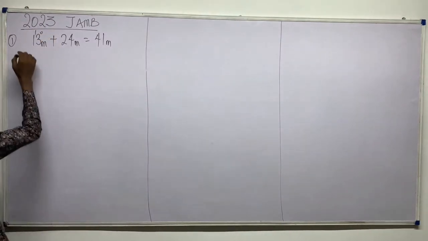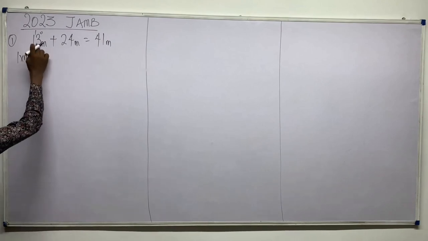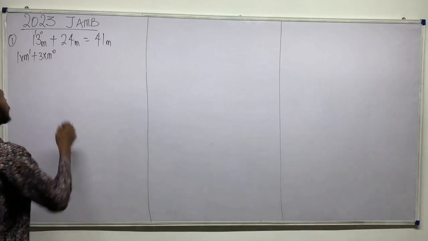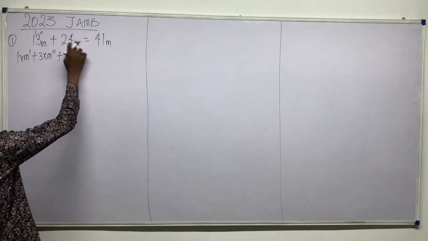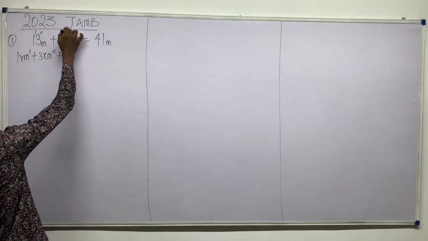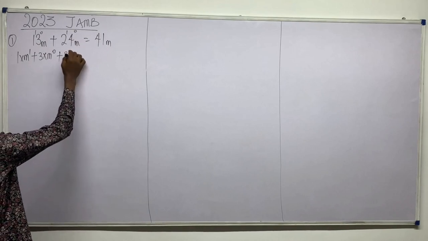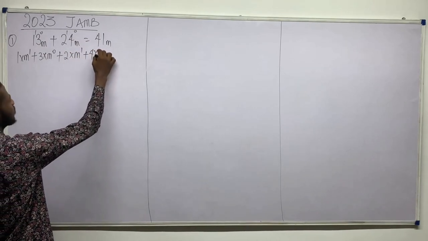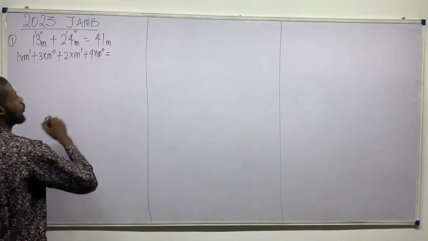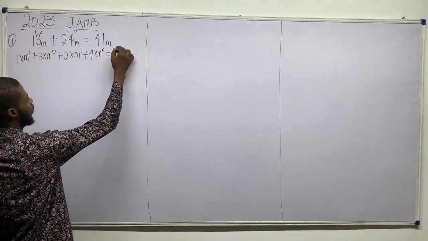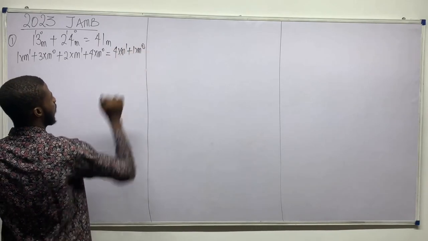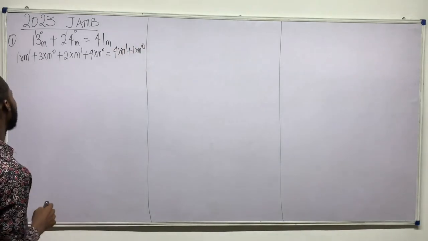It's a normal thing. This is 1 times m to the power 1 plus 3 times m to the power 0. Remember your conversion. Then plus, same thing goes here, so this is 0, 1. I'll say this is 2 times m to the power 1 plus 4 times m to the power 0, equal, same thing here, 4 times m to the power 1 plus 1 times m to the power 0. So that's what we have.